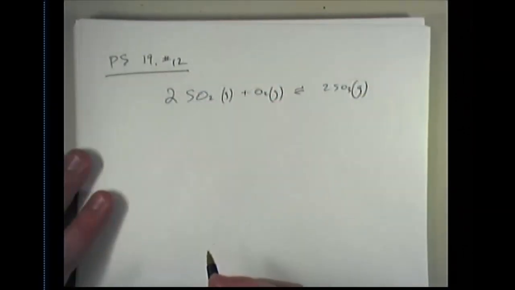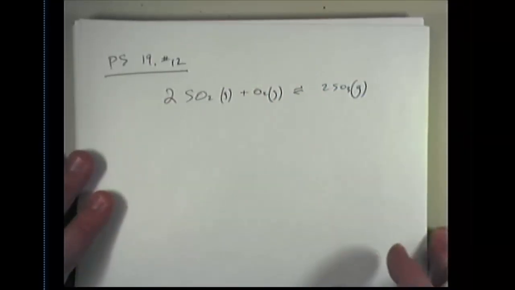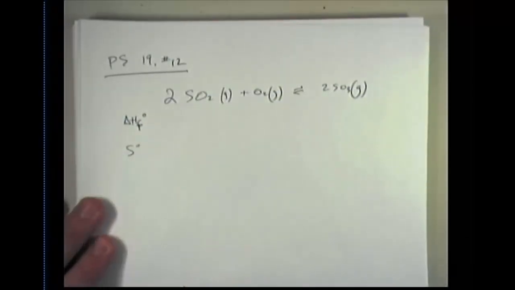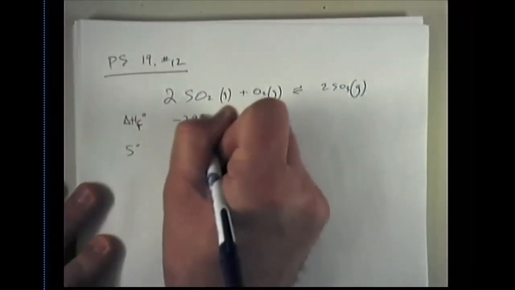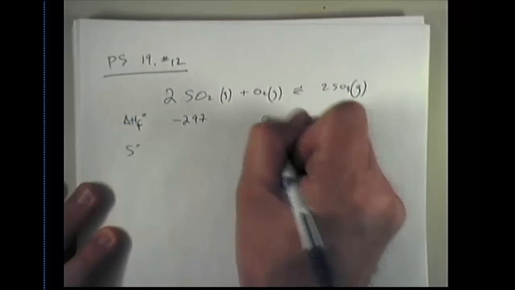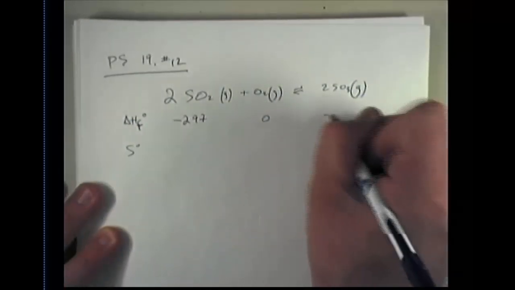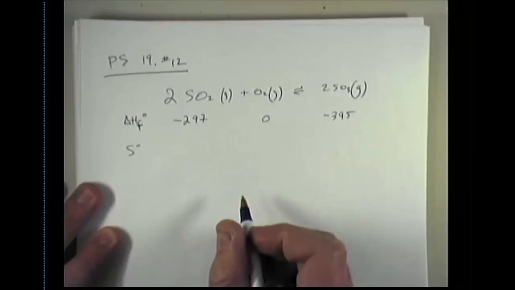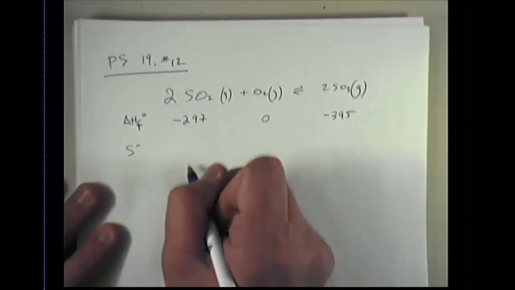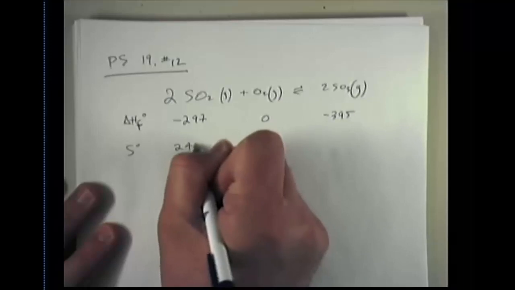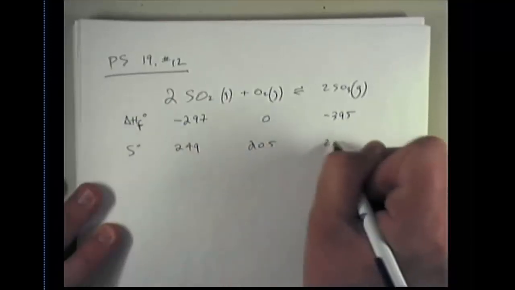In this question, we are given a reaction, and then we're given delta H, that is enthalpy, and entropy values for each of these different components. So I'm going to write delta H of formation for each of the components, and I'm going to write our entropy values for each of the components. For SO2, the delta H is 297. For O2, it's 0. And for SO3, it's minus 395. Our entropy values, in contrast, are 249, 205, and 256.